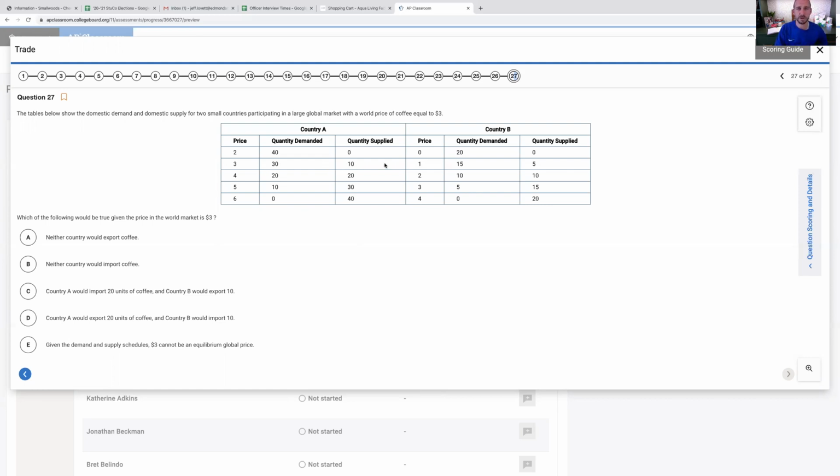Okay, let's look at country B. At a price of $3, the quantity demanded is 5 and the quantity supplied is 15. So country B is exporting their extra 10 units. Country A is importing 20 units. So they could presumably import 10 from country B and 10 from some other country. It does tell us that it's two small countries participating in a large global market. So you know that country A is importing some and country B is exporting some. That's what you know. So on 27, your answer would be C. Country A is going to import 20 units of coffee and country B would export 10.